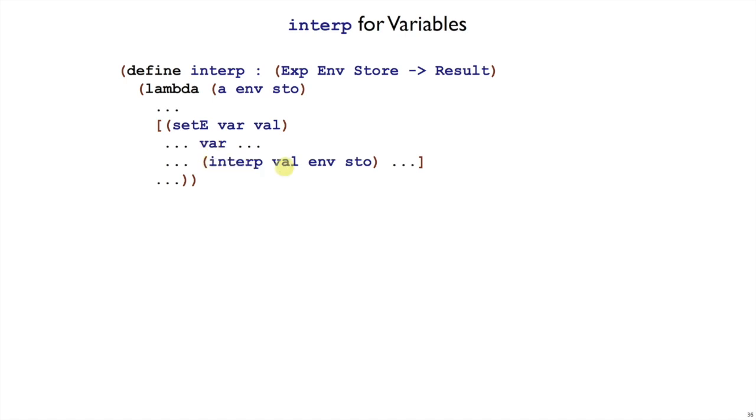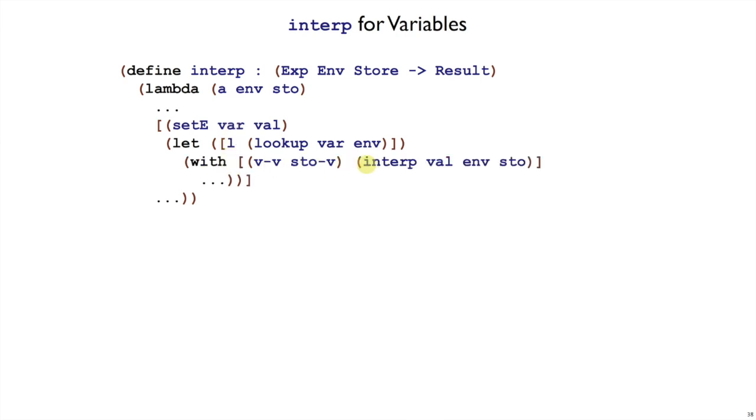After we interpret the value expression to get an actual value back, we want to change the meaning of var to be that value. And the way we change the meaning of var is that var corresponds to some location in the store, and we can get that location using lookup. So when we look up var in the environment, it tells us the location where the value of this variable is stored. We will get some value back from interp. That's the VV, so we want to change the store so that L maps to VV instead of whatever it currently maps to.